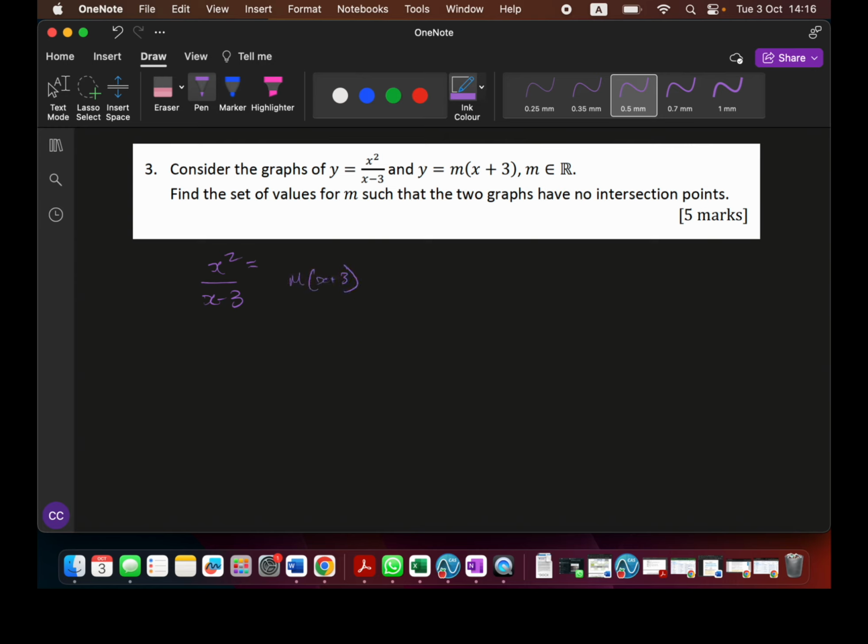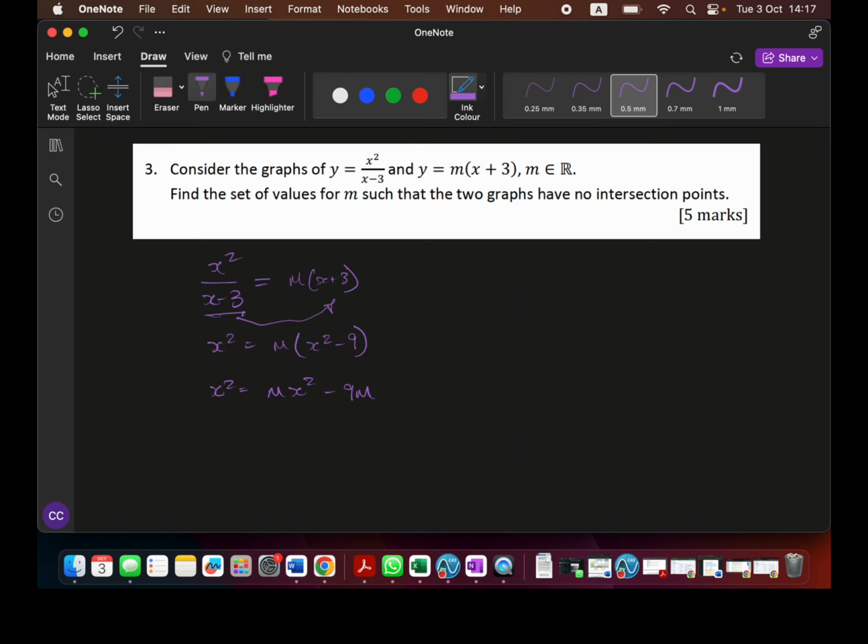Okay, so we're saying that they're not equal, because if they have no intersection points, then they won't be equal to each other. But I'm going to use the fact that they're equal to be able to solve this. So this tells me that x squared is the same as m times (x minus 3)(x plus 3), since if I multiply over, that is the difference of two squares, x squared minus 9. So I'd be left with x squared is the same as mx squared minus 9m.